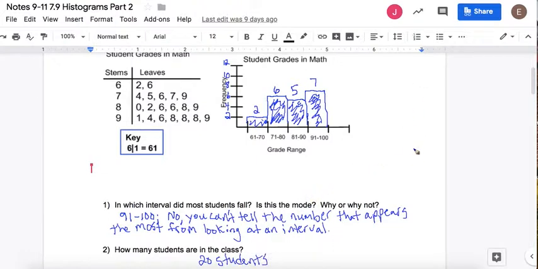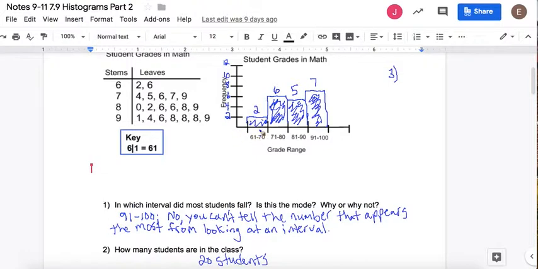Now I'm going to write the rest of the answers up here. I want you to write the answers below the question. And the reason why I'm doing that is so we can refer back to these two graphs. So I'm going to write number 3 up here, but when I write the answer, make sure you write it underneath number 3. In which interval does the median fall?